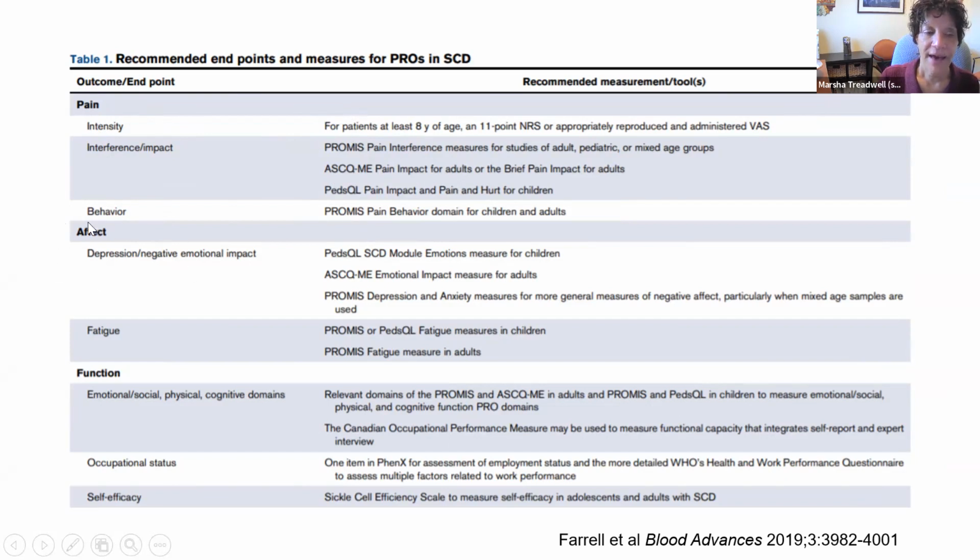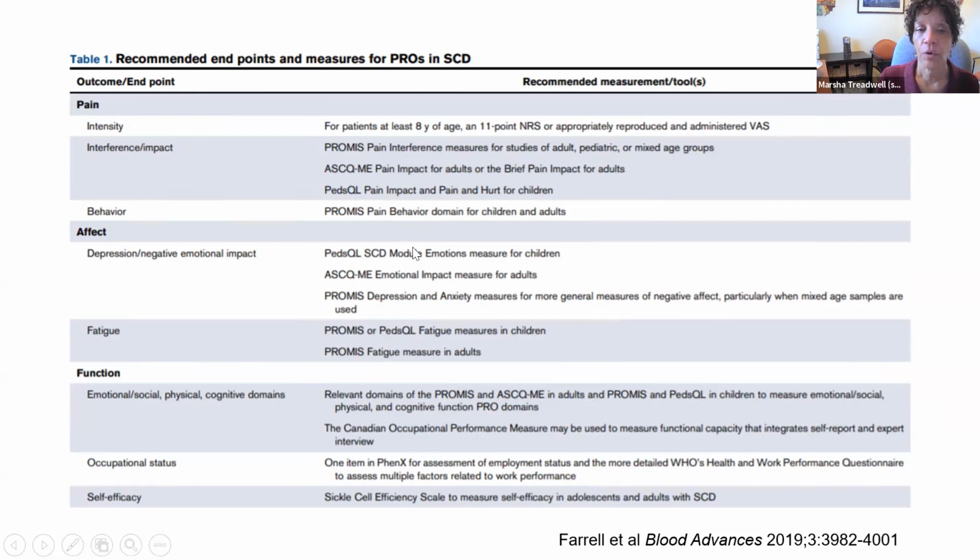And then in terms of affect, this is an important domain or endpoint for clinical trials, but it does inform clinical practice. And depression, negative emotional impact, was identified as very important, as was fatigue. And so there's a measure called the PEDS-QL for children, again, ASK-Me, and then these PROMIS measures of depression, anxiety.